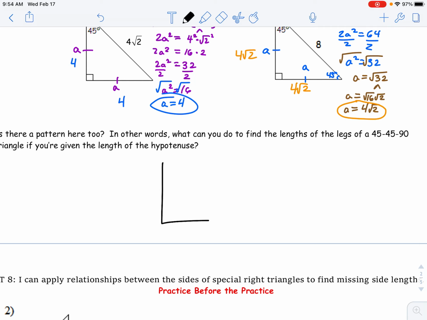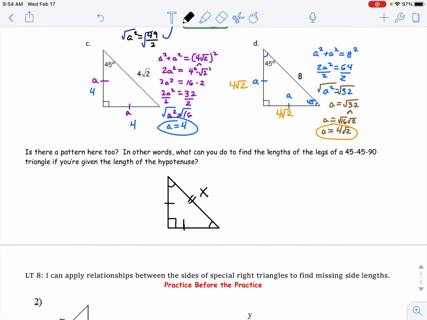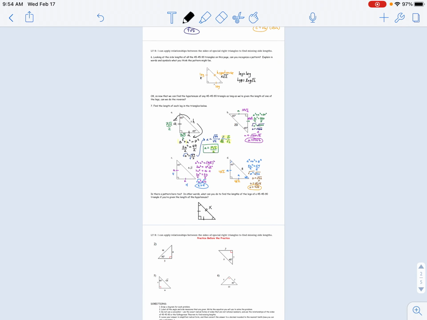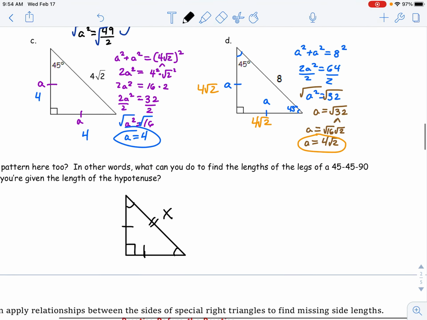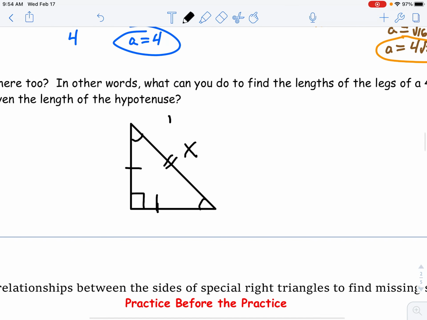Let's draw our trusty right isosceles triangle. This time we're given x. Well, what's the pattern here? If you remember before, the pattern was just to multiply the legs by radical 2. Now to go in reverse, this is the hypotenuse. We called it x.